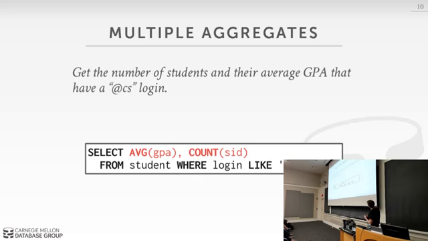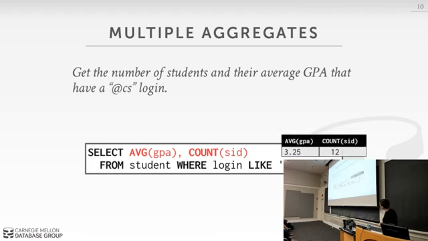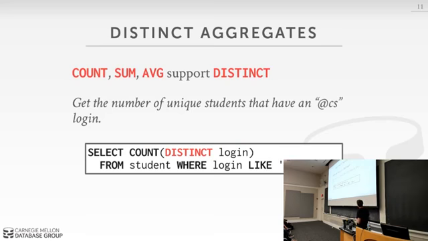Say for this one, we want to get the number of students and their average GPA where their login ends with @CS. Right? So now you see I've combined average GPA and count in my output list for my select statement, and then it'll produce my result like that. Pretty straightforward. I can also add the distinct keyword to tell it to only count the distinct values of attributes for my tuples. So this is saying count the number of unique students with unique logins from the student table where the login ends with @CS. And so I have the distinct inside of the count.